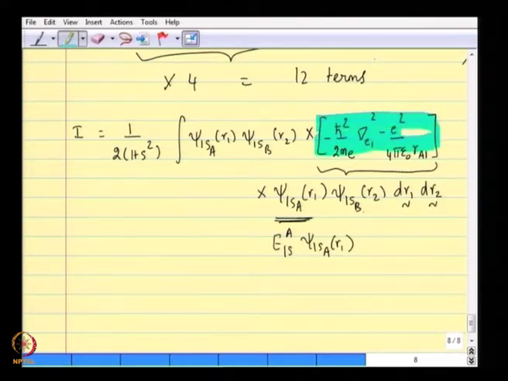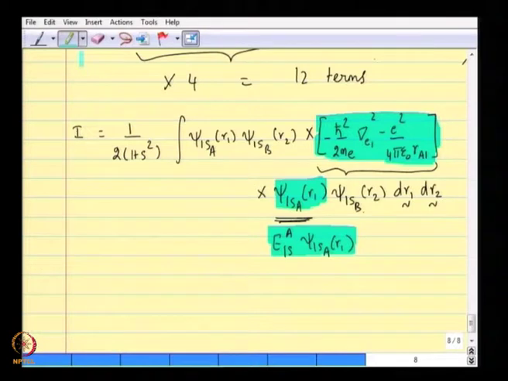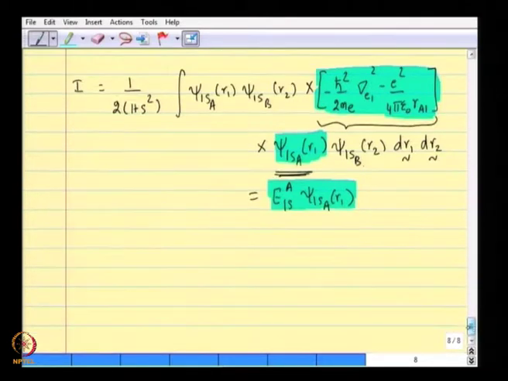Hamiltonian acting on the wave function gives you this E1 as A. Okay. And the rest you know that it is going to be normalization, because the moment the Hamiltonian operation is taken as a constant with the eigenvalue, what is left over is the wave function psi 1 as A R1, psi 1 as A R1 D R1, and then the wave function which is not changed, which is psi 1 as B R2, psi 1 as B R2 D R2, and therefore, that is 1. So, the answer here is simply E1 as A.